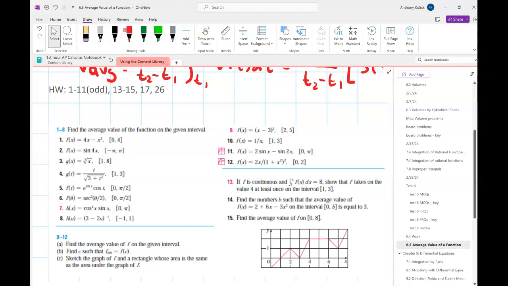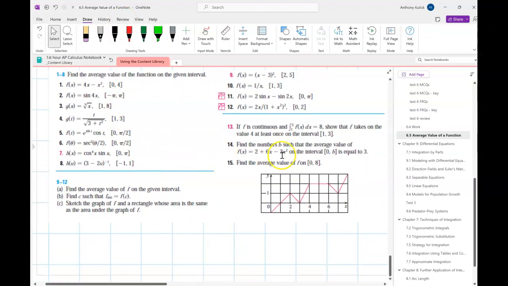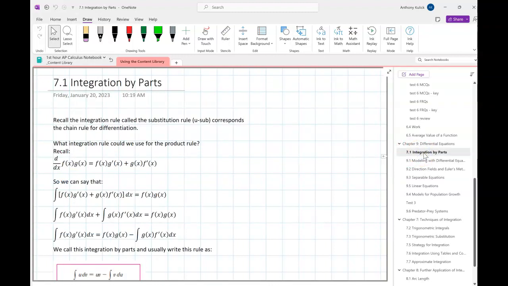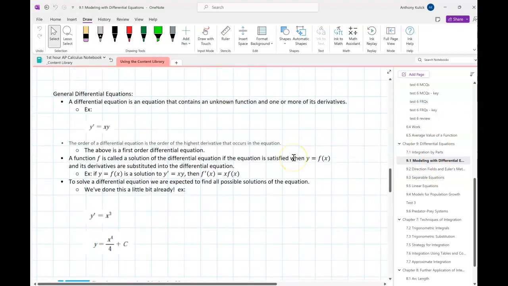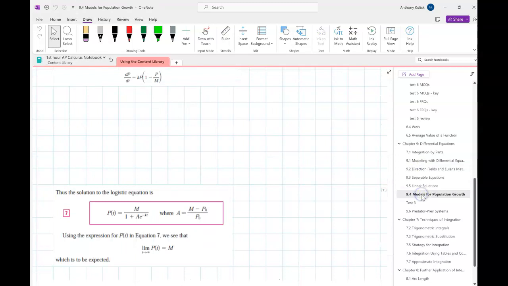And we're just going to start trying to trickle in some more practice. We have one more section of content and exam, and that's it. One more test. So looking through the content library at what I am still going to do, we're going to talk about integration by parts. And then we're going to do some differential equation stuff. And that's it.